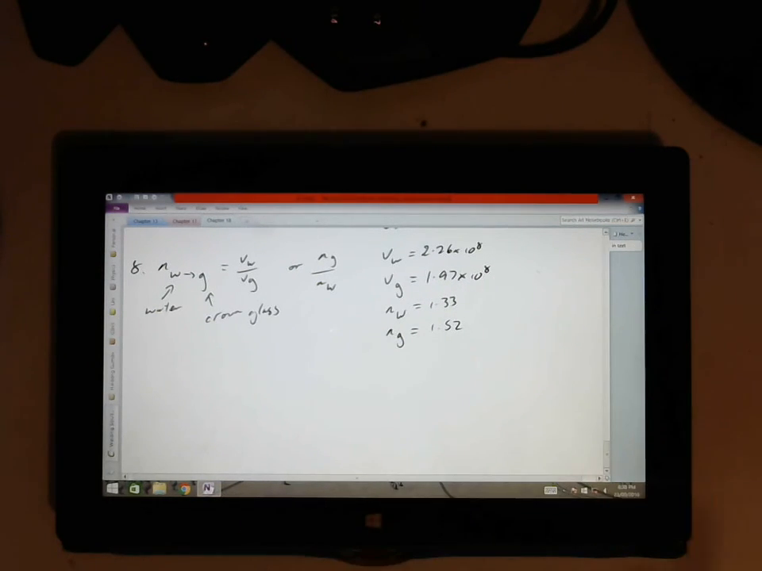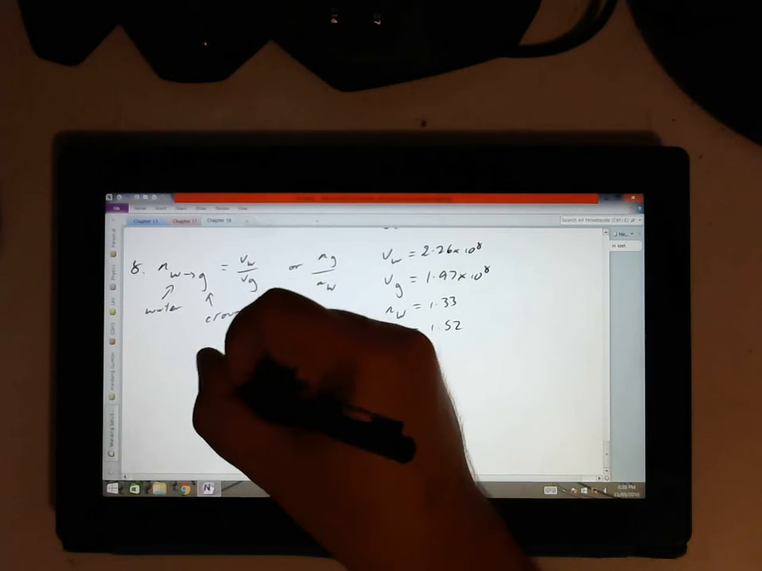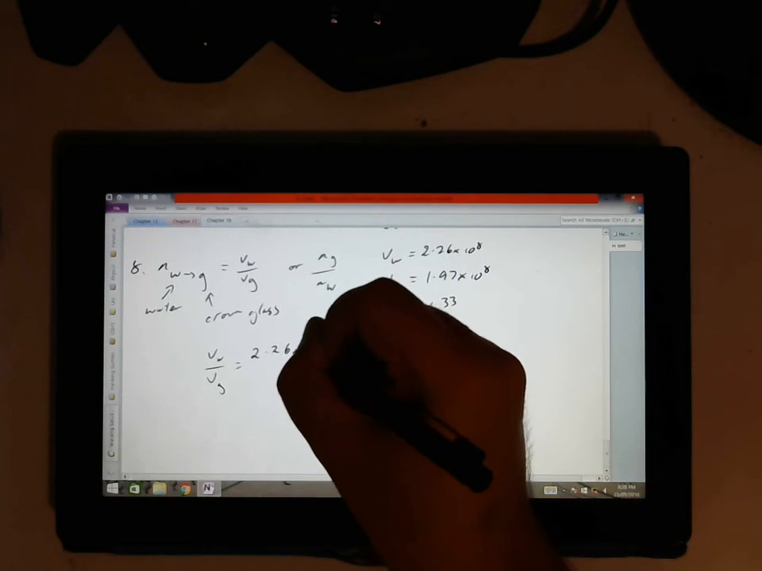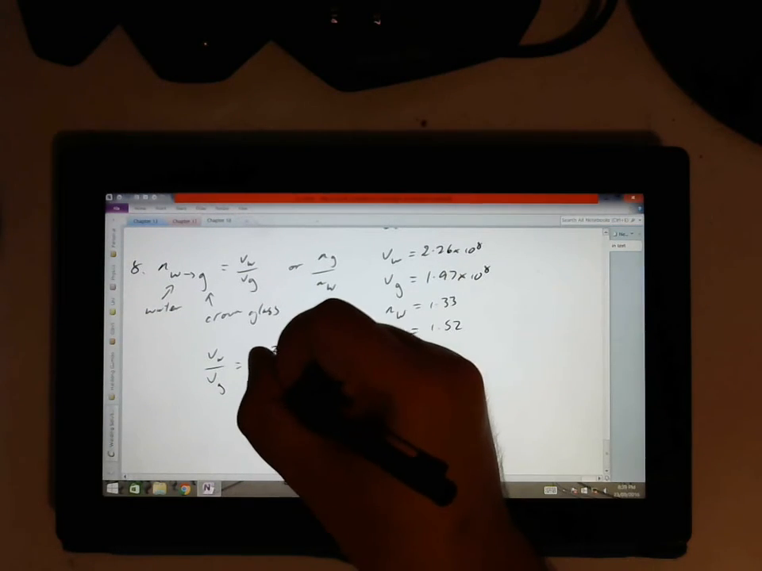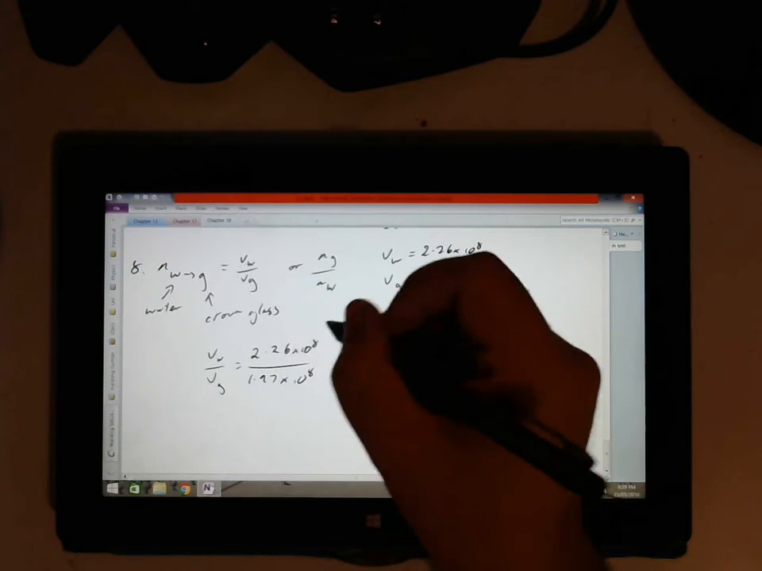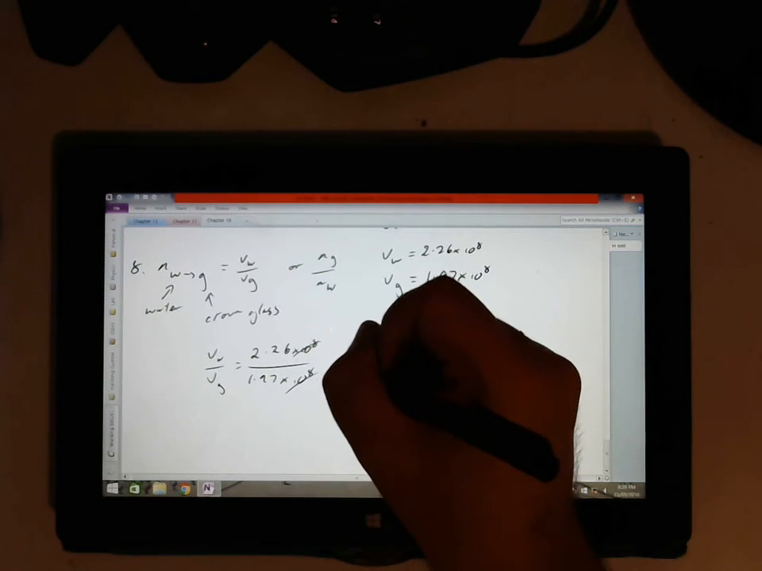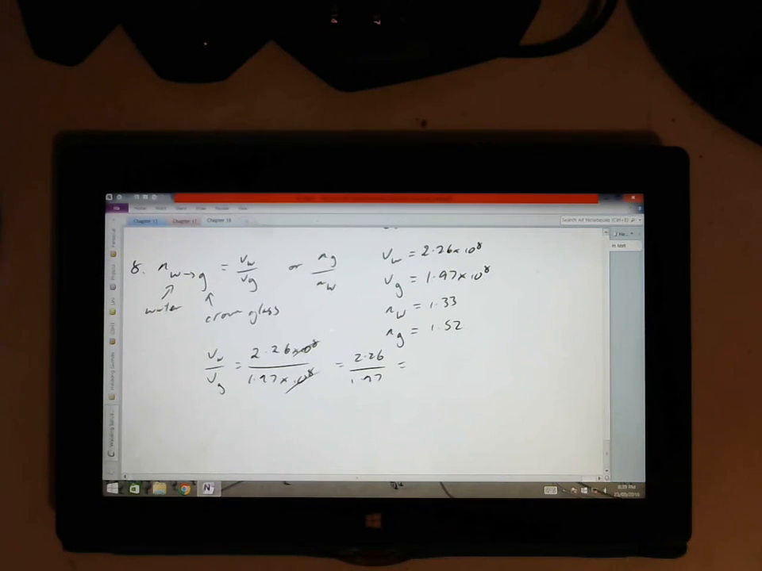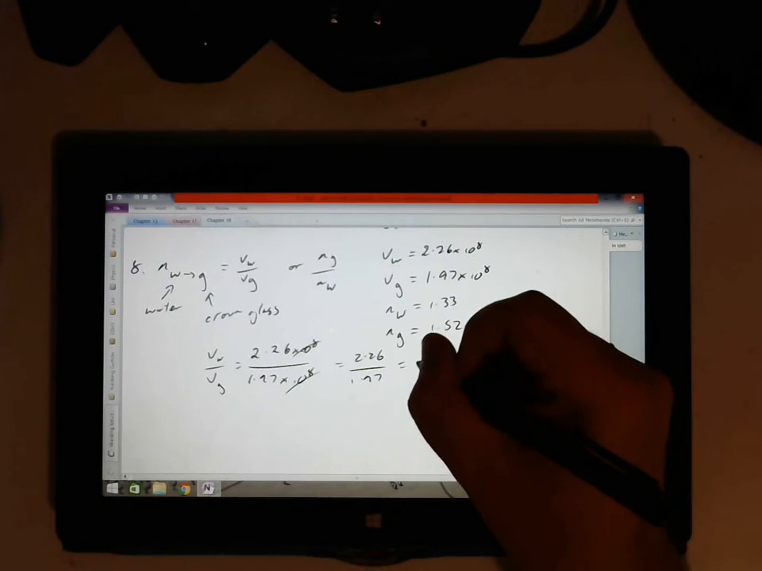Okay, so let's use these definitions that they've provided for us to compare and see, do we get the same value from both of those? That's what it's asking about here. So, Vw over Vg, Vw 2.26 times 10 to the 8 over 1.97 times 10 to the 8. Like before, 10 to the 8's cancel. Equals 2.26 over 1.97, which gives us 1.147.